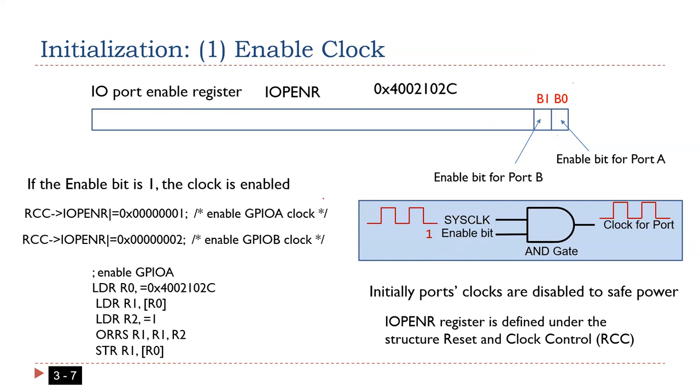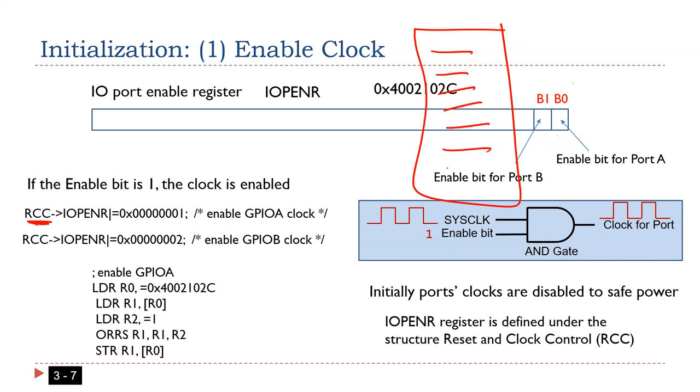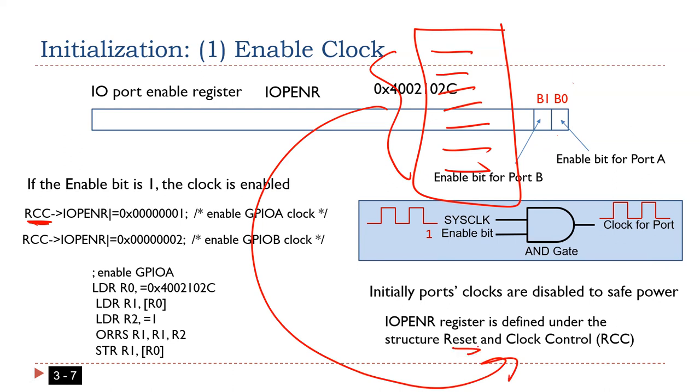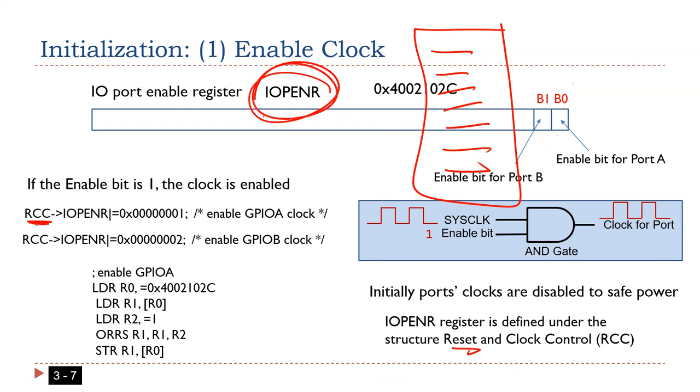How can you do that? Okay, it's very simple. When you created a new project, I told you this project is going to create some software. A part of the software is a structure for RCC. RCC stands for reset and clock control. If you go inside this structure, you will find there are different registers. All of them control reset and clock control somehow. For now, we are only interested in this one.